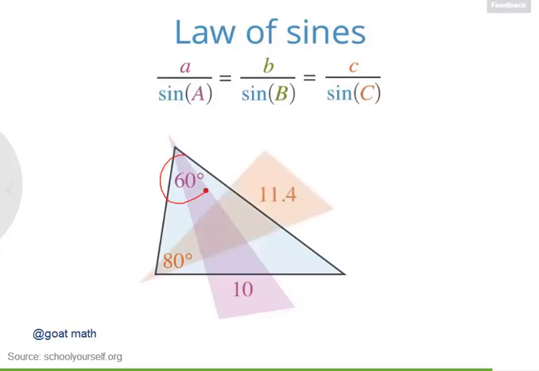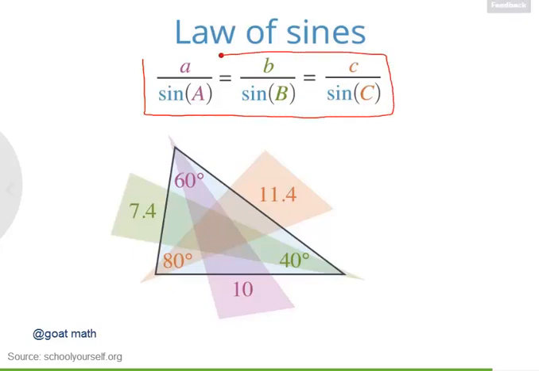Then, because you knew two angles of the triangle, you were able to find the third angle. And then you used the law of sines again to find the remaining side opposite this third angle. So the law of sines is a powerful tool that lets you find the remaining sides and angles of triangles when you only know a few of them.